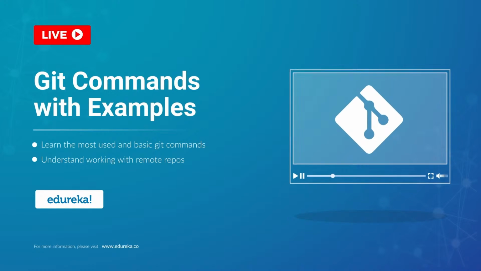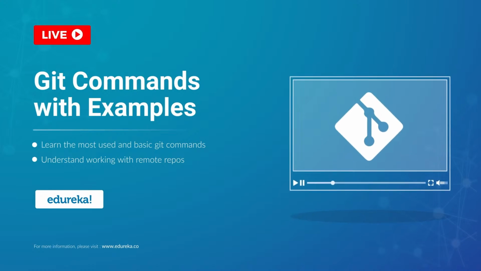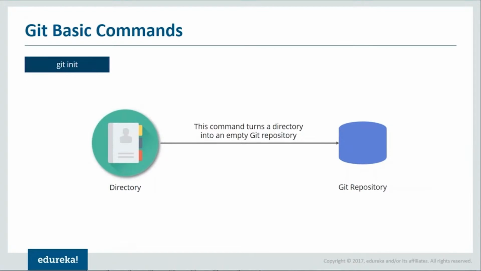My name is Saurabh and today I'm going to discuss various Git commands. Let's begin, guys. So we'll start with the git init command. Now git init is basically used to turn a directory into an empty Git repository.